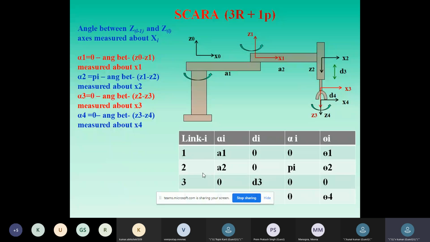And you should study a simple planar manipulator and a simple SCARA manipulator, a special manipulator also, to calculate the DH parameters. Okay? Okay, sir.